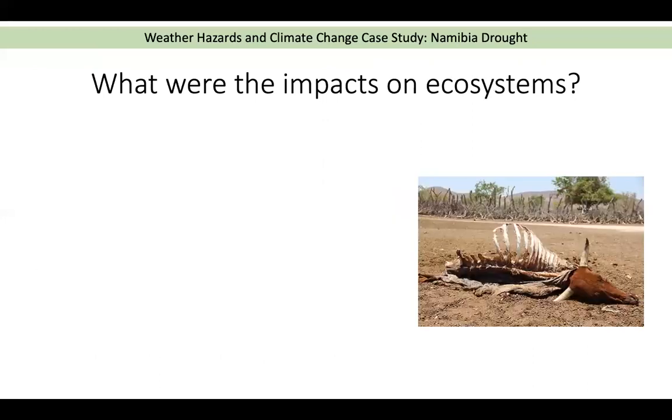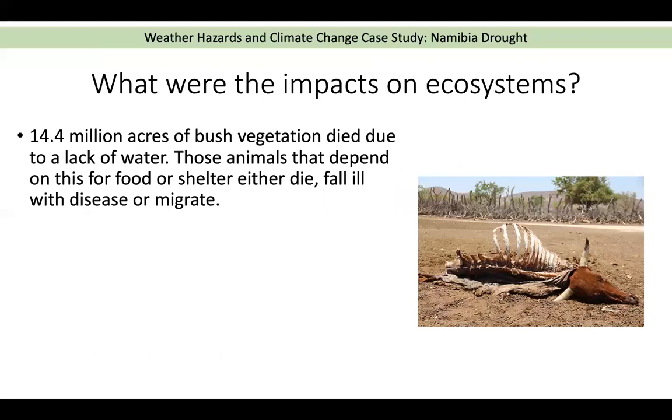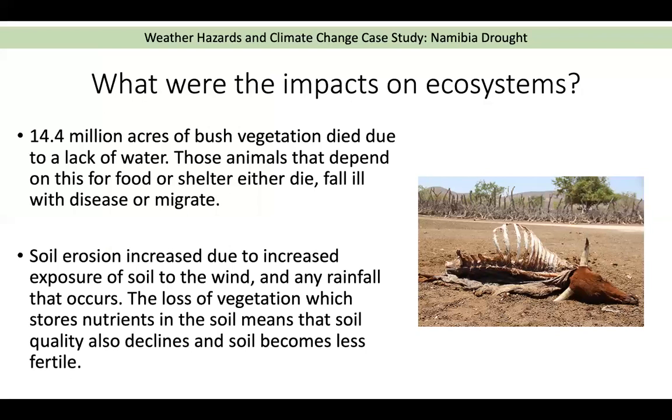What were the impacts on ecosystems? Well, 14.4 million acres of bush vegetation died due to a lack of water. Those animals that depend on this for food or shelter either die, fall ill with disease, or they decide to migrate and look for water and food elsewhere.